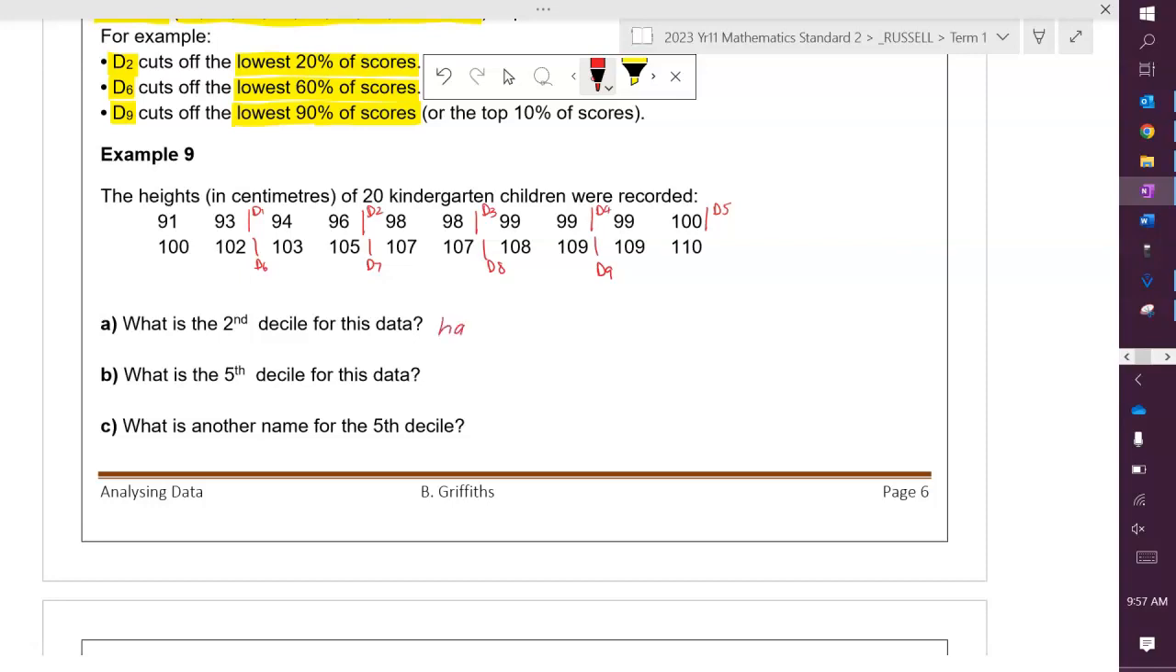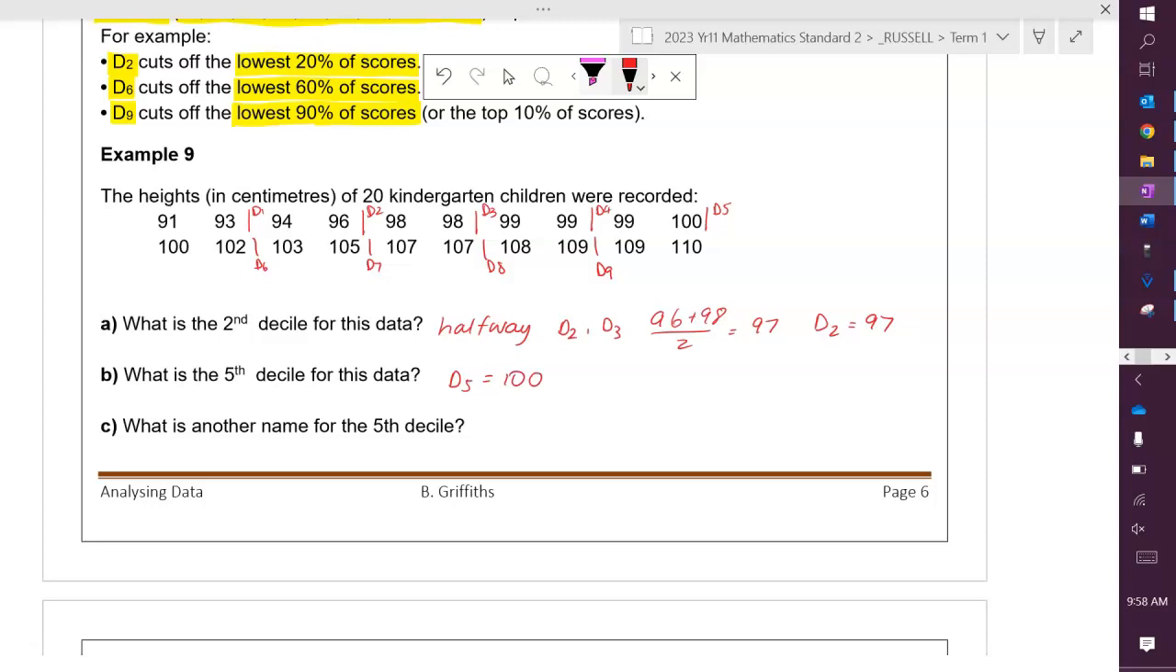So what is the second decile for this data? What we're looking at is we want it halfway between our D2 and our D3. So halfway between, that would be 96 plus 98 divided by 2, which is going to give us 97. So D2 is 97. The 5th decile for the data, so if I'm looking at the end of decile 5 and between decile 6, that number is the same, so I don't have to do anything there. So our D5 would be 100.